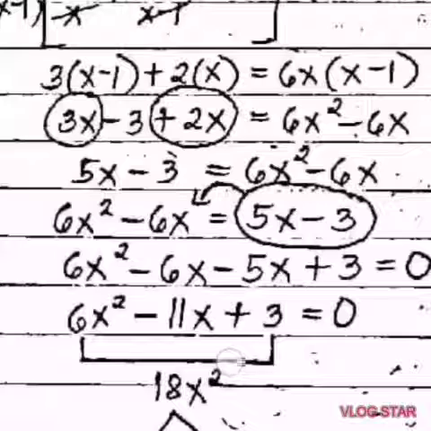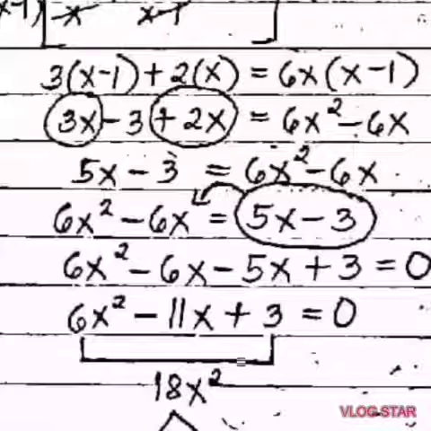And then, you can now solve for this quadratic equation. It's either you're going to use factoring, completing the square, or the quadratic formula. In here, I use factoring. So 6x squared times 3 is positive 18x squared. And then for the factors of 18x squared that will give me negative 11x, it is negative 9x and negative 2x. Negative 9 times negative 2 is positive 18. Negative 9 plus negative 2 is negative 11.